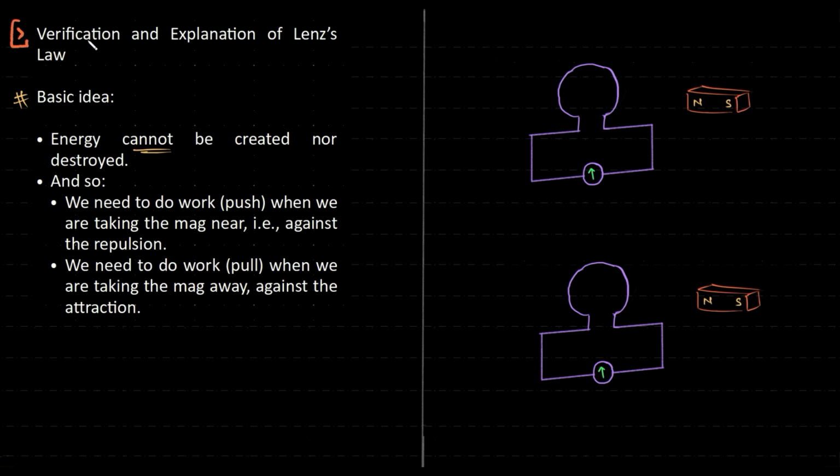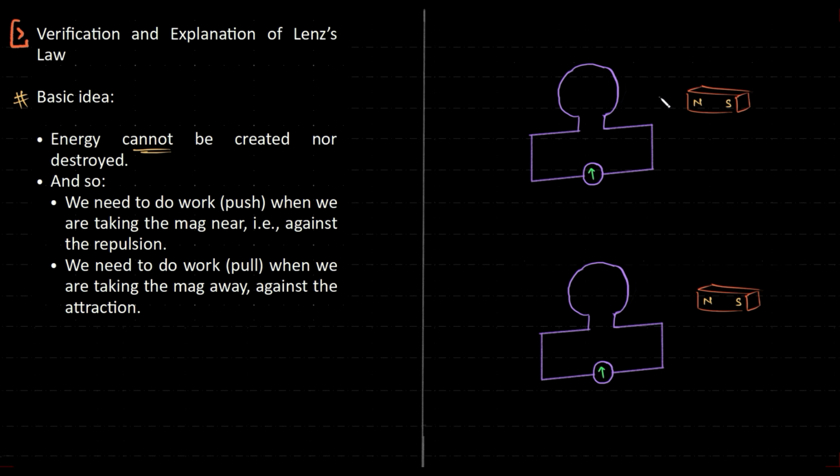So we are trying to verify and explain Lenz's law. This has to do with positive and negative, right? It has to do with the direction. So the simplest form of explanation is that energy cannot be destroyed nor created. Based on this, we can explain this theorem or this observation. So the funda is quite simple actually.